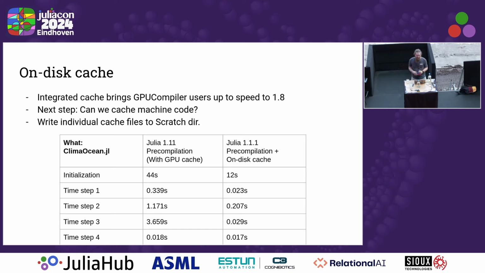Still not perfect. I think there are some things we can do. But also very important for me was that these time steps are where the actual GPU code is being run. This third time step is when we're actually executing the model for the first time, as we will for all time steps from now on. That went from 3.6 seconds to 0.02 seconds. So basically, the overhead of compilation went away entirely.